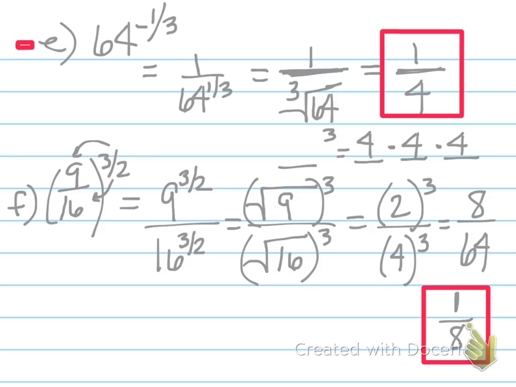On to G. Negative 7 to the 0 power. Anything to the 0 power is 1. Because the negative is out front, the answer is negative 1. I hope that one's on the test, right?